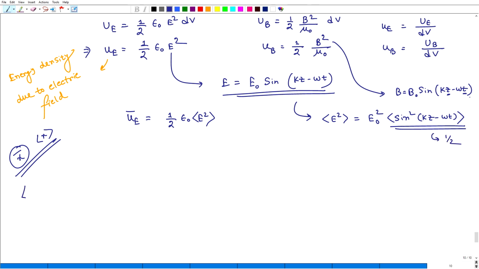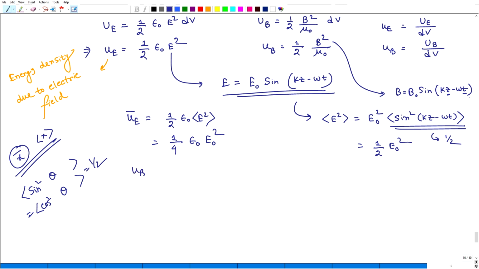As sine is an oscillating field, if we take the average of sin square, then it is half. Sin square (kz minus omega t), or cos square (kz minus omega t), or in general sine square of theta or x, anything it may be, it is half. So, it is half of E naught square. So, we can write it 1 by 4 epsilon naught E naught square.